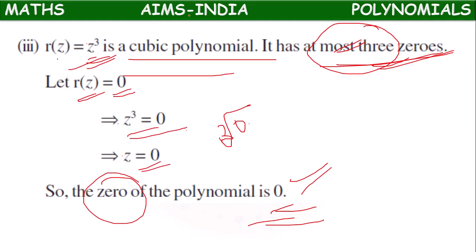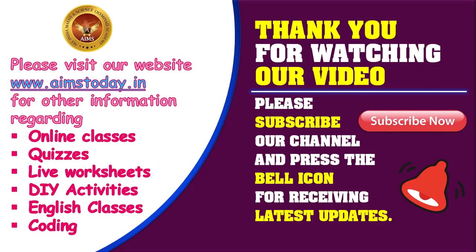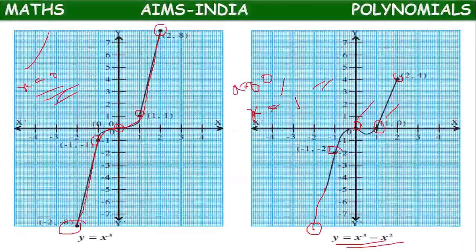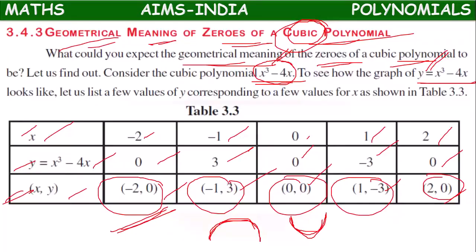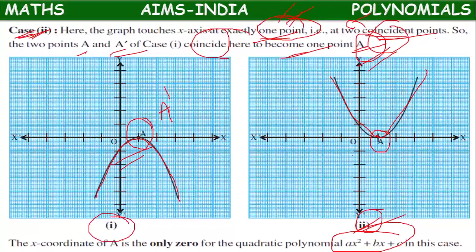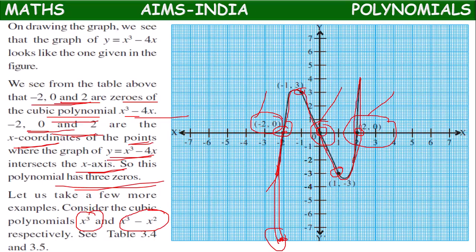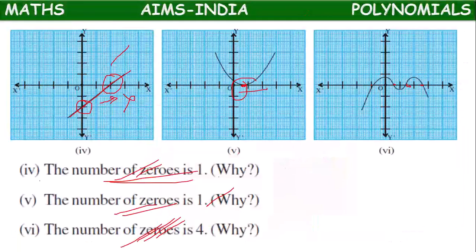Okay, children? So, like that, a cubic polynomial can have at most 3 zeros. Sometimes it can have fewer than 3 zeros also.